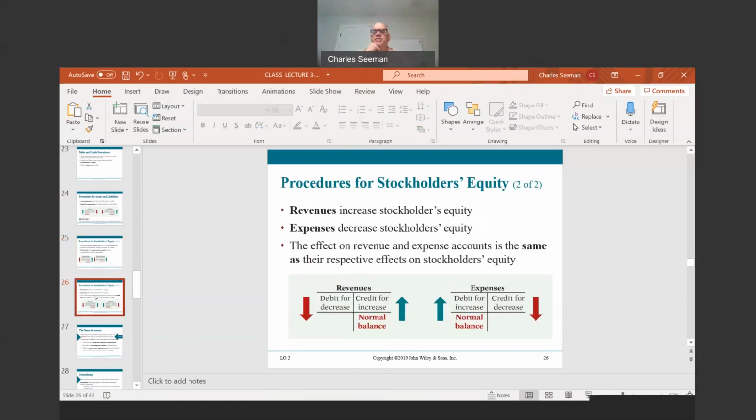Revenues are on the right hand side. Therefore, everything on the right side of the accounting equation is credit to increase and debit to decrease. So therefore, revenues are credit to increase and debit to decrease. Expenses are on the left side of the accounting equation. Everything on the left side of the accounting equation is debit to increase, credit to decrease. So therefore, expenses are debit to increase and credit to decrease.